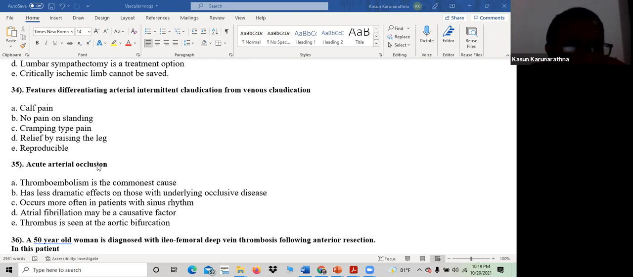And again, in arterial intermittent claudication, it is reproducible. Yes, it arises with some degree of exertion, then complete relief by rest, and again recurs with the same distance of exertion. So false, true, true, false, and true. Yes, that is the answer. Those are the answers for 34.